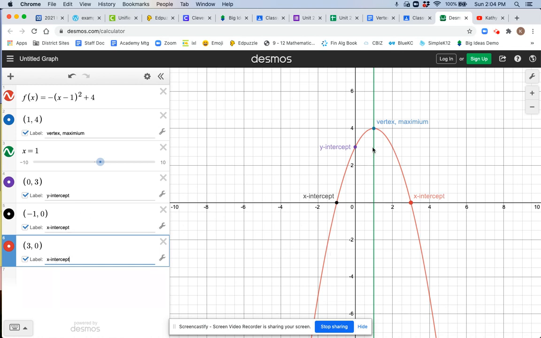So now I've labeled my vertex. Here's my axis of symmetry. I've labeled my y-intercept, my x-intercepts. My vertex was a maximum because it was the highest point on the graph.